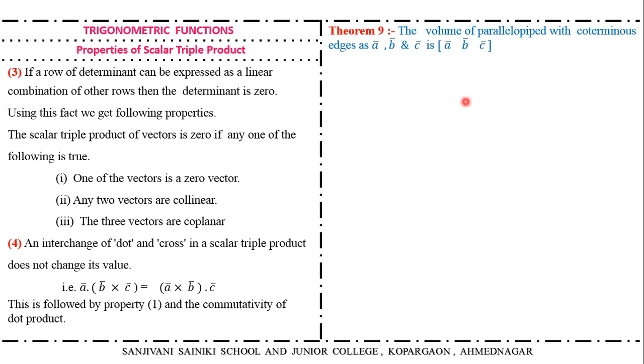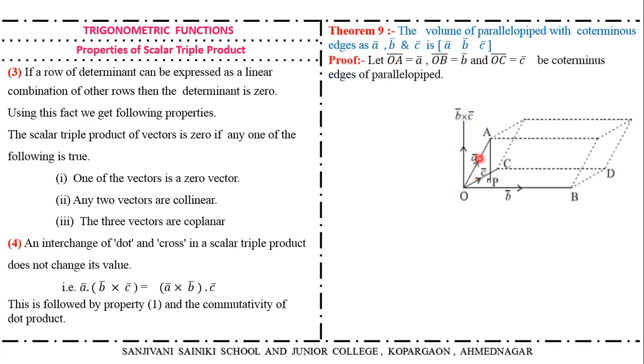The volume of the parallelepiped with coterminous edges a bar, b bar and c bar is [a bar, b bar, c bar]. That means the scalar triple product of the three vectors gives the volume of the parallelepiped with a bar, b bar, c bar as its coterminous edges.